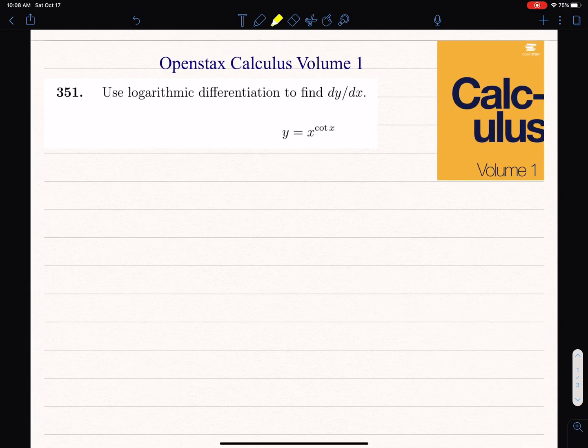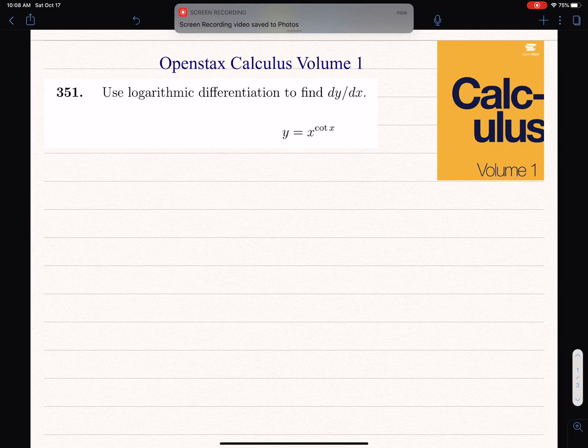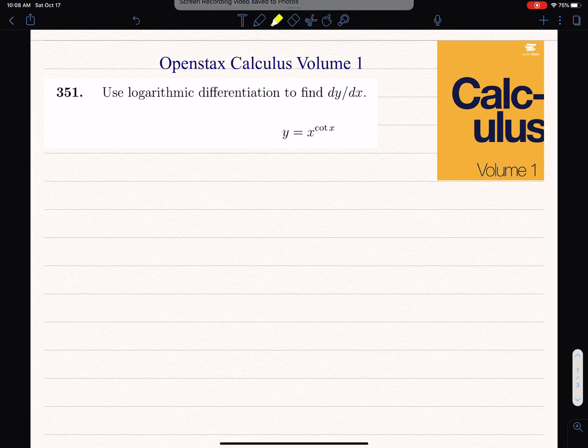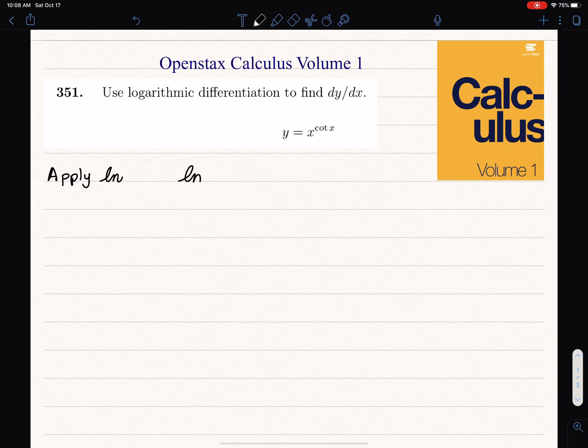In this video, we're going to use logarithmic differentiation to find the derivative. Okay, so for step one, we're going to apply logarithm to both sides. Apply ln to both sides, so we get ln of y equals ln x^cotangent x. Now, why would we do that?